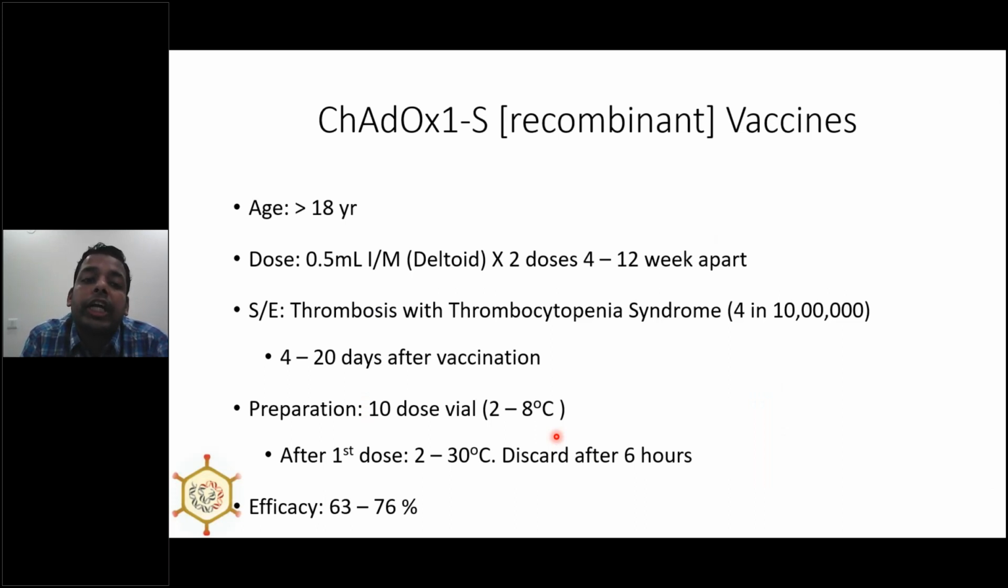An IM deltoid injection of 0.5 ml, 2 doses, 4 to 12 weeks apart, which in India has been approved by the government of India only 12 weeks apart. Side effect again seen in 1 in 10 lakh people is thrombosis with thrombocytopenia syndrome, seen 4 to 20 days after the vaccine. And this vaccine again has to be stored at 2 to 8°C. Its efficacy has been found to be 63 to 76%.